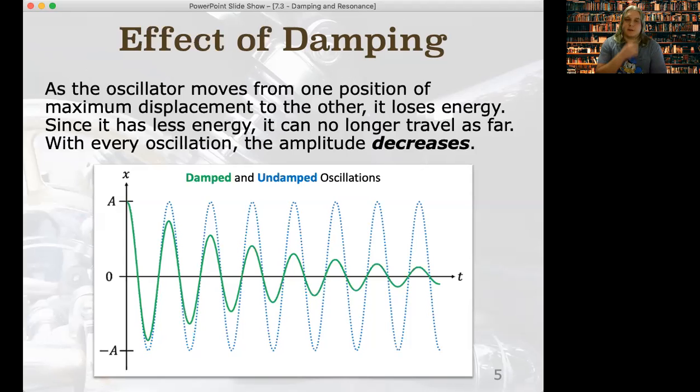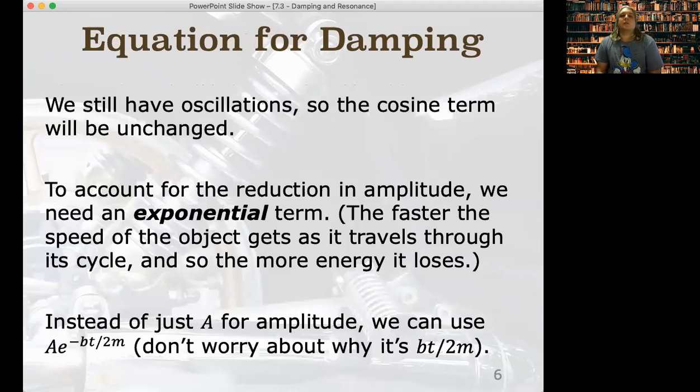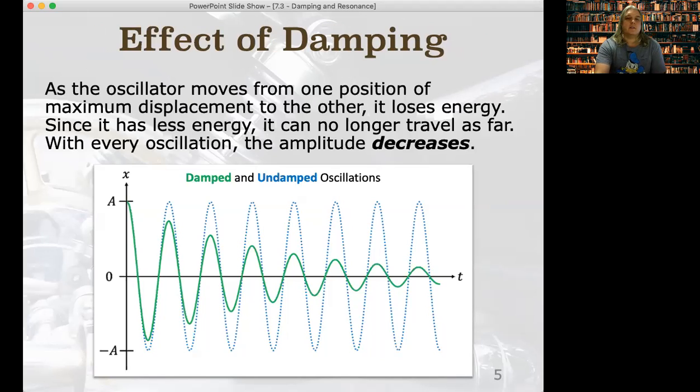So that's what we'd expect to see. That is what we see. But we still want to have an equation to define that. We still have oscillations, so we're still going to have the cosine term. You can see, just go back a slide, you can still see we've got this cosine term. It's just now being squished as time goes on. So as time goes on, that cosine term is being limited to a smaller and smaller range.